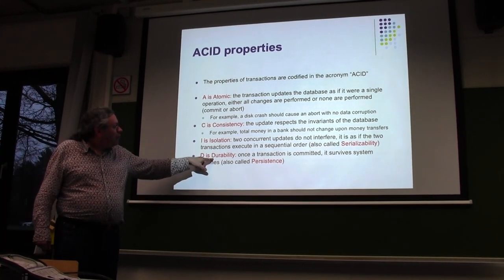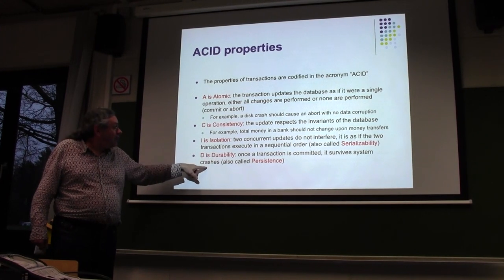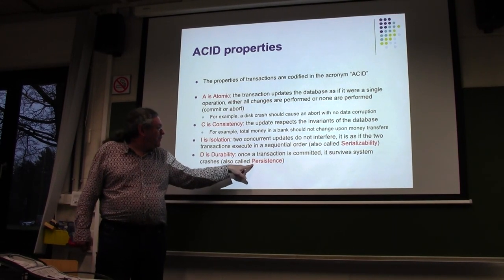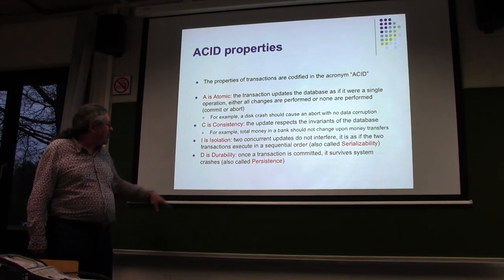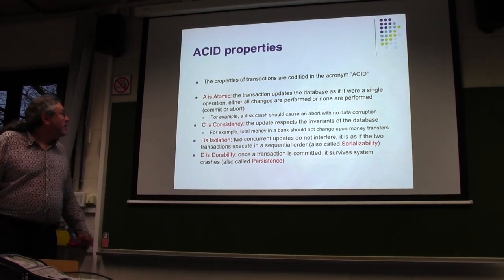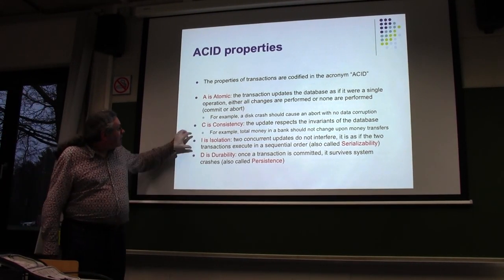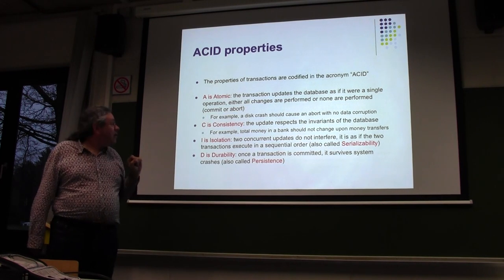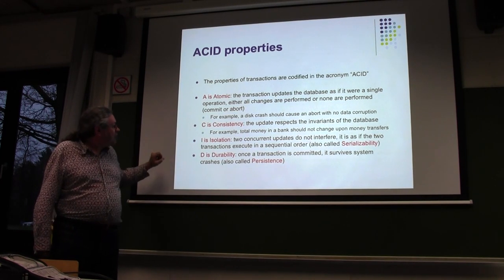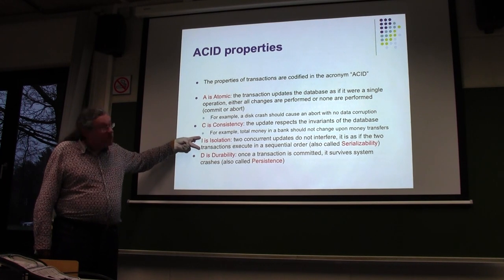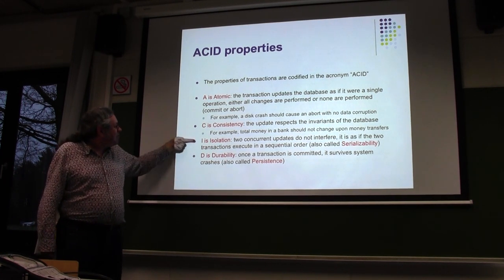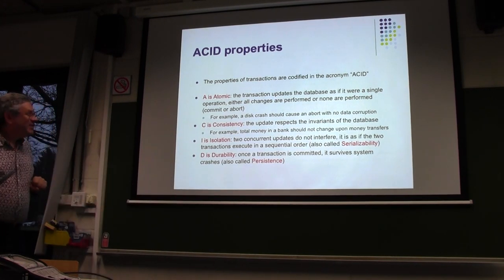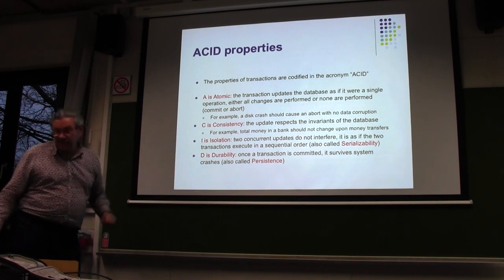And the final one is durability. This is the fact that it survives crashes. It's permanent storage. The other word for this is persistence. But P is also not so nice for the acronym, so people talk about durability. So those are the four properties. And I told you how atomicity is achieved. Consistency is the program's responsibility when you write the transaction. But isolation is not so easy. Serializability, this one is kind of tricky. And so we will spend a bit of time seeing how you can do that.